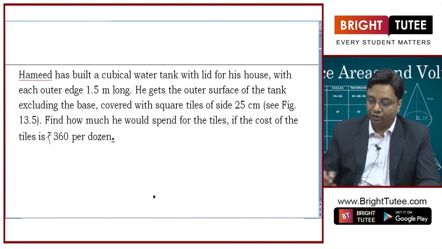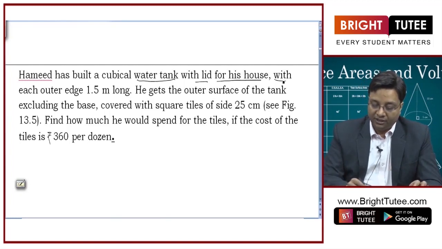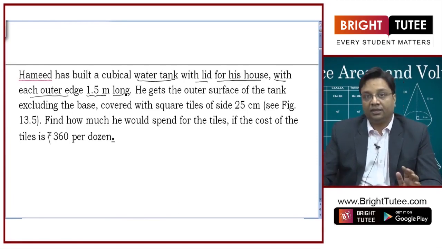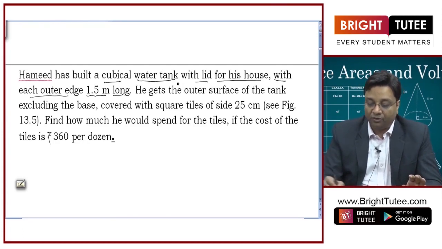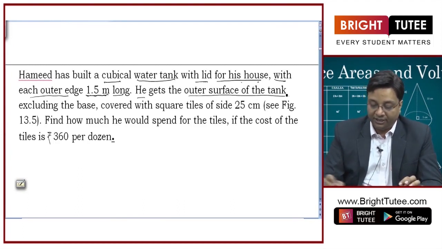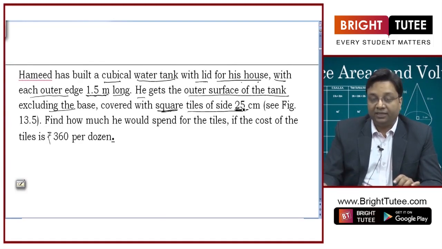Now, Hamid has built a cubical water tank with lid for his house with each outer edge 1.5 meter long, right. He gets the outer surface of the tank excluding the base covered with square tiles of 25 centimeter each, right. Now, these are square tiles. So, if one side is 25 centimeter, the other side will also be 25 centimeter.